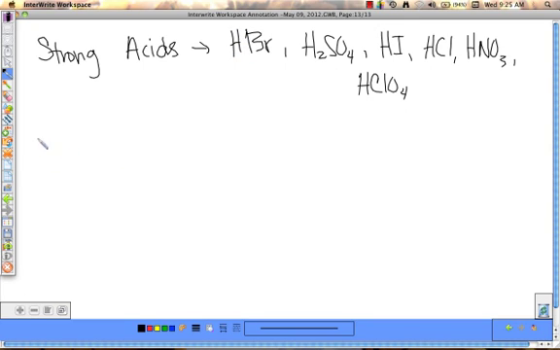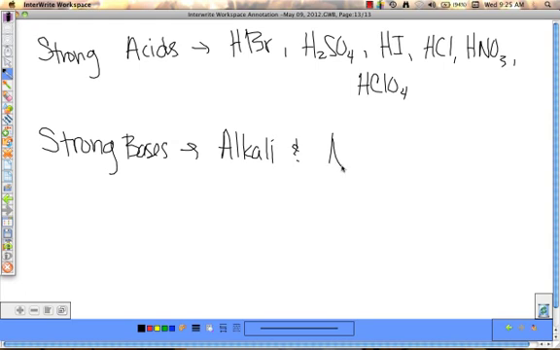And our strong bases? Alkali and alkaline earth metals with an OH. Magnesium. Wait, so all hydroxides of those two groups are strong bases? Yep. What's that word I forgot?